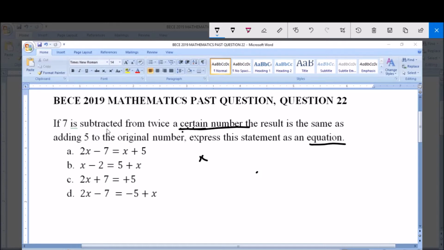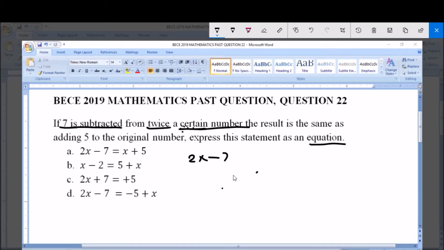And they say 7 is subtracted from twice a certain number. So twice a certain number simply refers to 2x. And it says 7 is subtracted from twice a certain number. That means 2x minus 7. Because our certain number is x, and twice this number is 2 times x, which is 2x. And 7 is subtracted from this, so we have 2x minus 7.